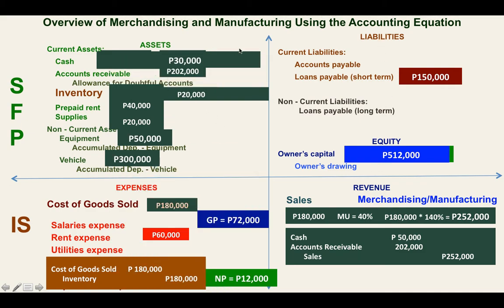So in this case, you have cash of 30,000, and adding all of this, you will have 662,000. Which will balance with your liabilities and equity. Okay, class. This is an overview of the merchandising and manufacturing businesses which we have presented in the accounting equation.